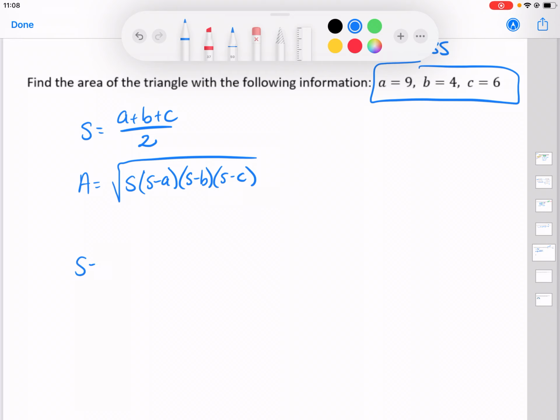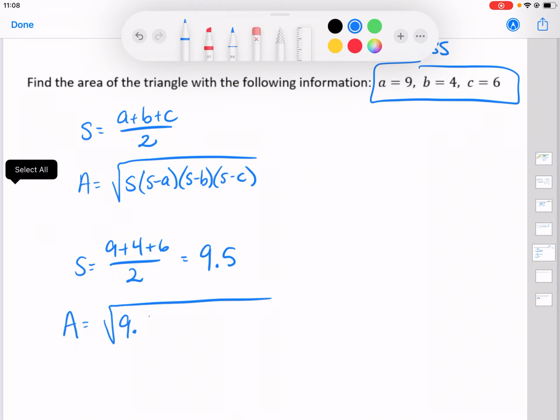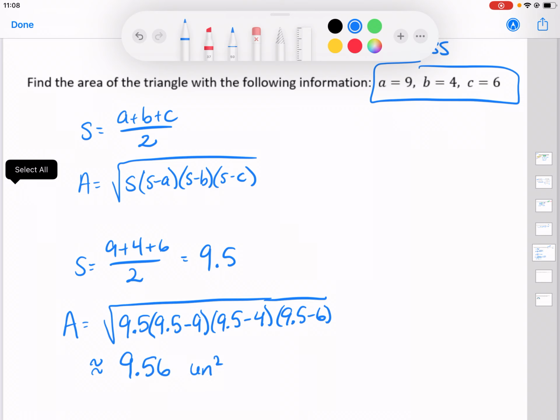So first thing I need to do is find my S. So I'm going to go ahead and take 9 plus 4 plus 6, divide that by 2, and that is 9.5. And then I go ahead and put it into my formula. So we have 9.5 multiplied by 9.5 minus our A, so 9. 9.5 minus our B, so 4. And 9.5 minus our C, which is 6. And then honestly, you can just go ahead and type it into your calculator and you will be golden. Once again, square units.